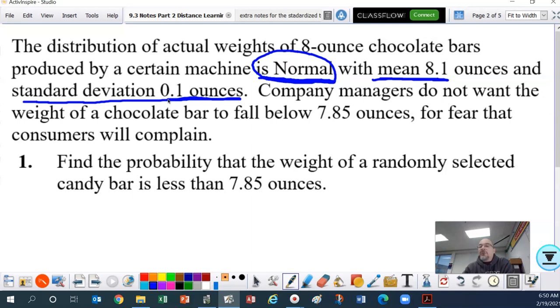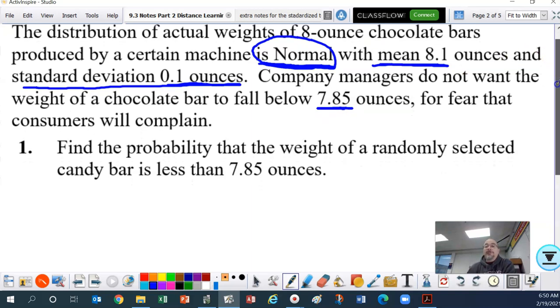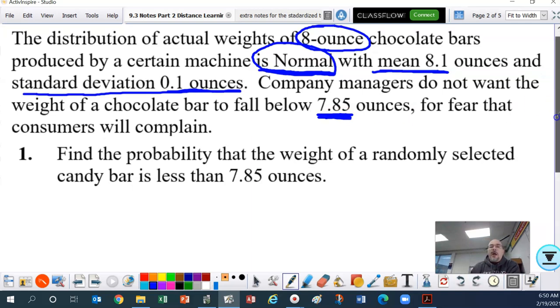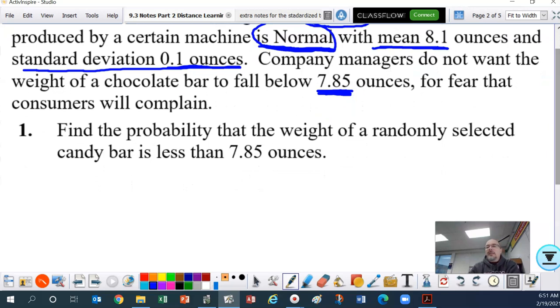I'm going to be craving chocolate all day today. All right, company managers do not want the weight of the chocolate bar to fall below 7.85 ounces. They do not want that to happen for fear that consumers will complain. Well, yeah, if I don't get what I want in my chocolate, I'm going to complain. Now, it says that they're supposed to be 8 ounces, right? But they don't want them to fall below 7.85. All right, find the probability that the weight of a randomly selected candy bar, that means n is 1, is less than 7.85 ounces.